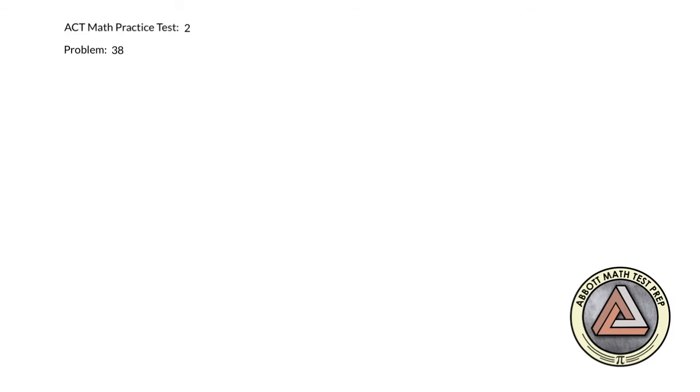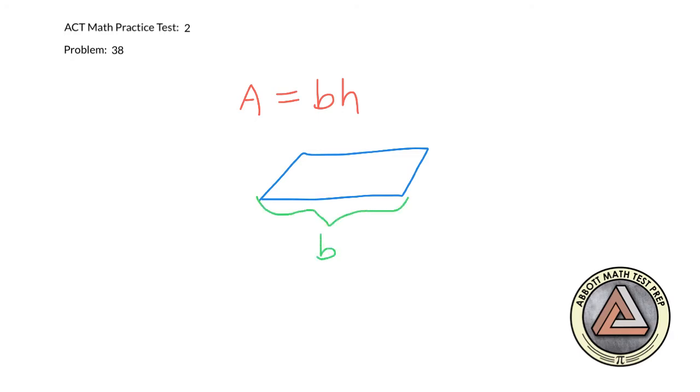So for problem number 38, all you really need to do is remember that the area of any parallelogram is simply base times height. Very quickly, if you had a parallelogram, this entire side would be the base, but you do have to be careful when it comes to the height. You can think of the height as almost like the altitude. It's the distance from the top to the base in such a way that it would form 90 degrees with the base. So that's the height.